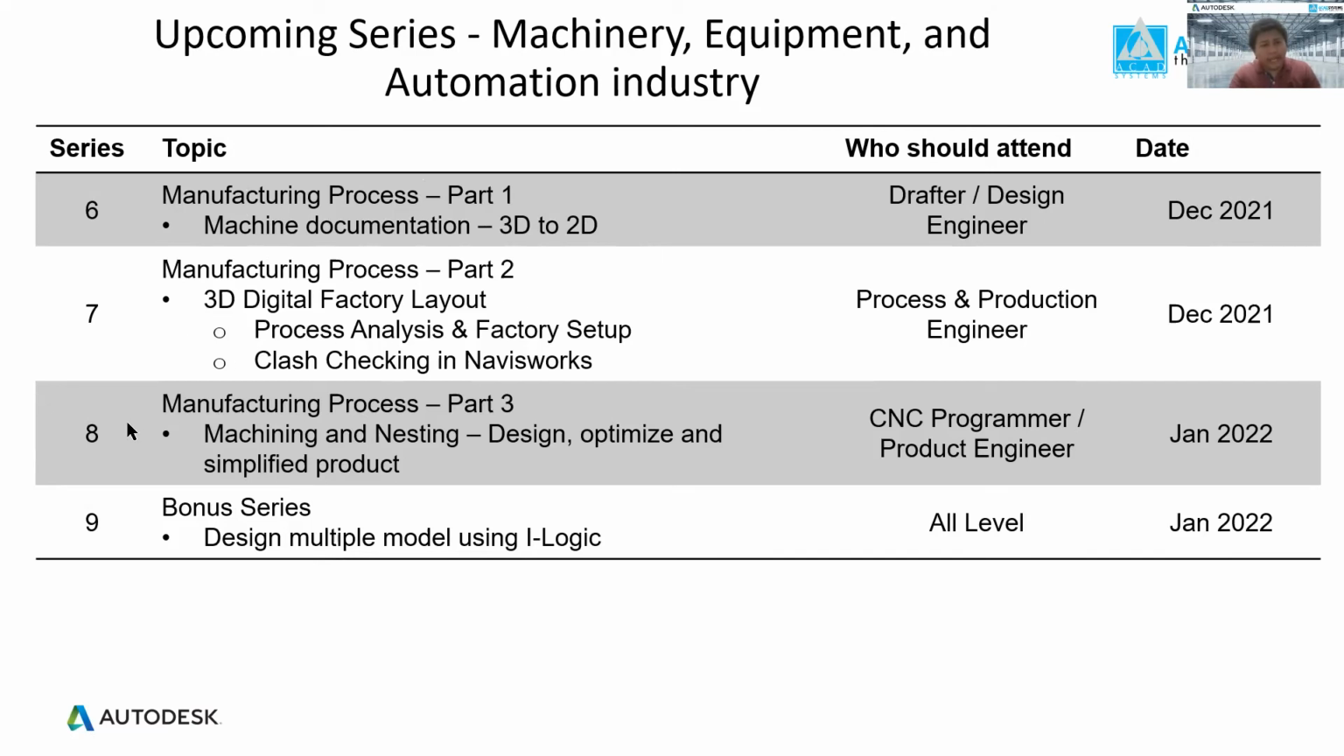Okay, 7 and 8 are also focused on the manufacturing process, where we want to create a digital factory layout. You have done your machine, and then you want to add it to the factory setup, either from a point cloud, or you create the factory on your own, so it doesn't matter. So you can add the machine to the actual factory layout, and then do the analysis. After you're done with this analysis and factory setup, you are also able to check for clashes using Navisworks Manage.